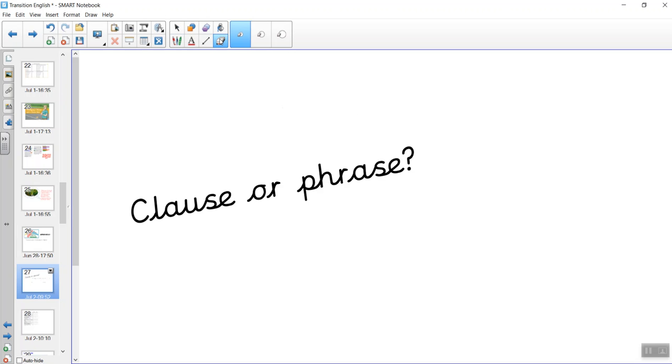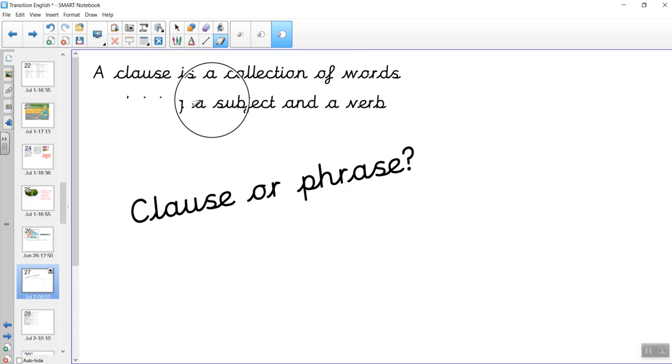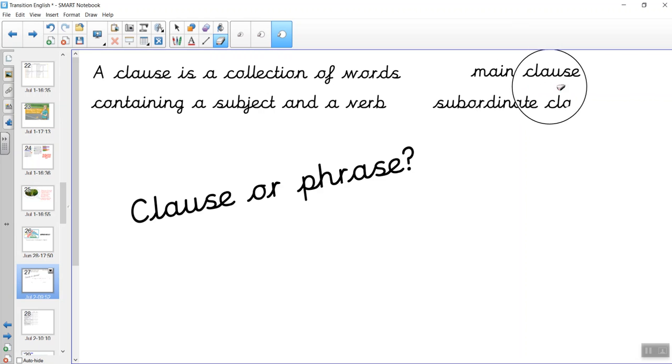Okay, so a clause, if you remember, is a collection of words containing a subject and a verb. The verb is the most important thing. And we can have a main clause. A main clause is a collection of words containing a subject and a verb that makes sense on its own. A subordinate clause is a collection of words containing a subject and a verb, but it needs the main clause for it to make sense. It's less important than the main clause.